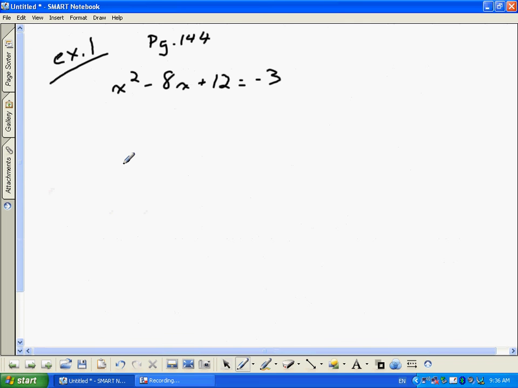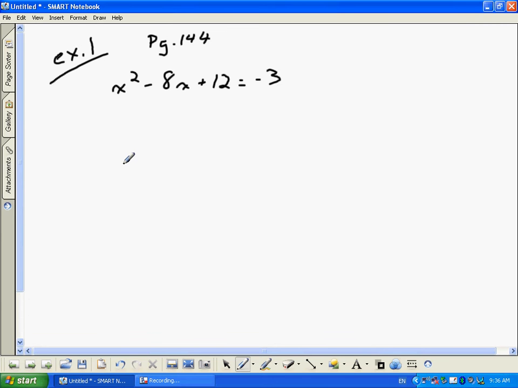Okay, so example 1, they've given us this equation, guys. They want us to find the zeros, or the X-Intercepts, as they're called. So we want the zeros, the axis of symmetry, the coordinate of the vertex, the maximum and the minimum, and the Y-intercept. That's a lot of different things they want. We're going to go through all of these right now.